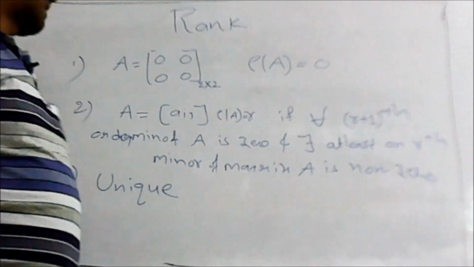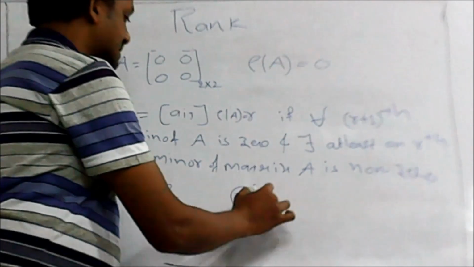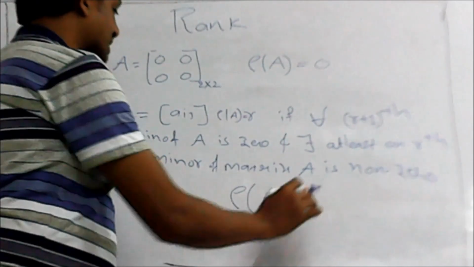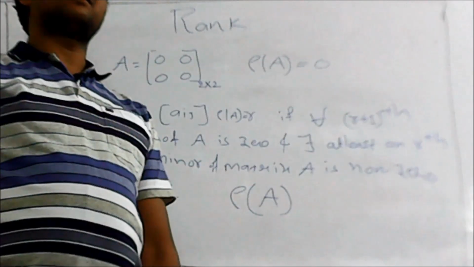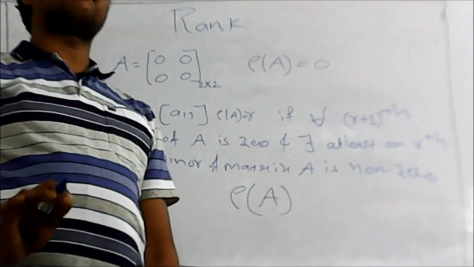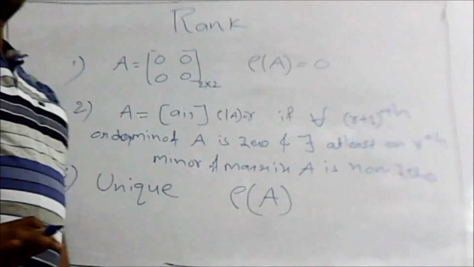The rank is represented by the symbol rho of A. We generally write rho of A to mean the rank of A. Every matrix has a rank, whether it is a zero matrix or a non-zero matrix. The rank of a zero matrix is 0. A non-zero matrix has rank at least 1.